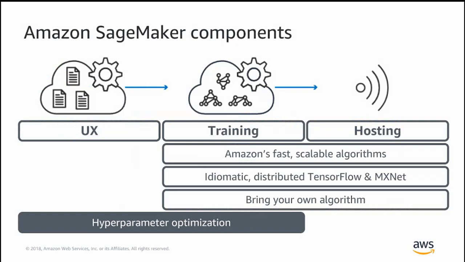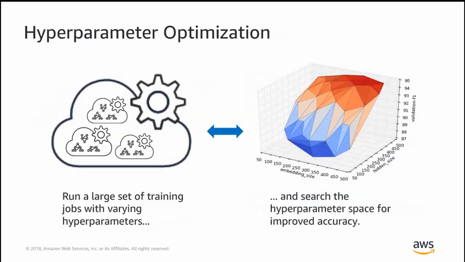The final layer that we'll talk about is hyperparameter optimization. As we mentioned earlier, hyperparameter optimization is all about tweaking the levers on your machine learning algorithm to find an optimal fit. And so what our hyperparameter optimization service does is run a large set of training jobs with varying parameters in an iterative way to search the hyperparameter space for improved accuracy in your model. And by doing this and exploring and exploiting different parts of the hyperparameter space, you can really get an optimal fit. And as we mentioned earlier, this service is in preview currently.